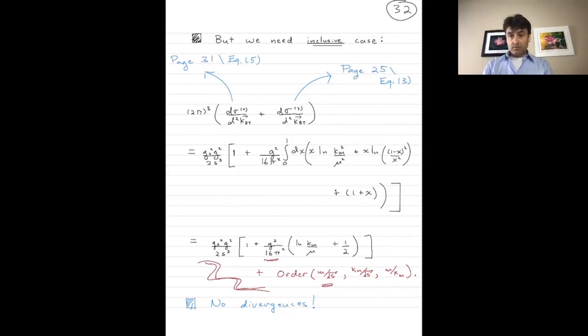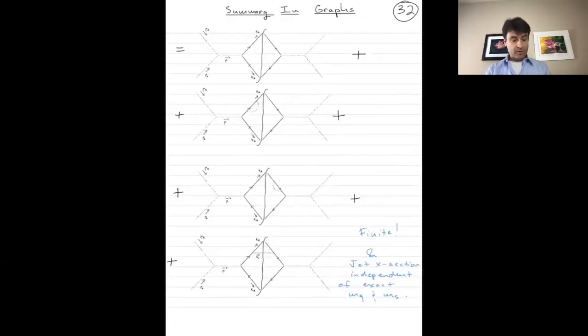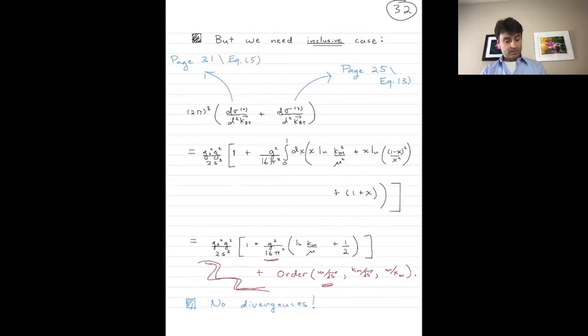And what is very nice is you don't even have to know anything about these large distance mass scales. Okay. So to summarize, this is the sum of graphs that we basically just calculated in this kind of jet limit. Okay, and this was the answer.